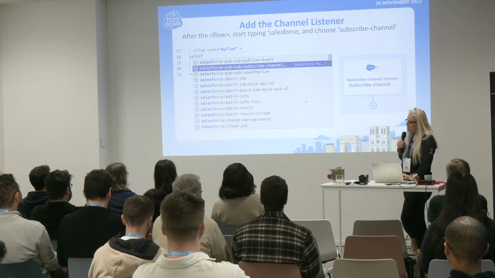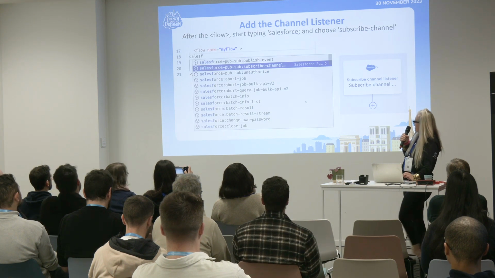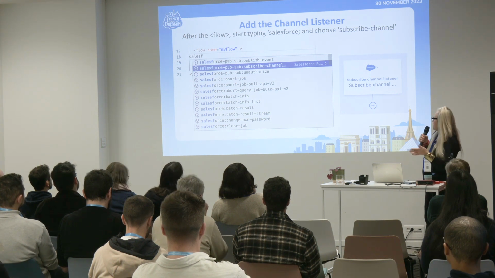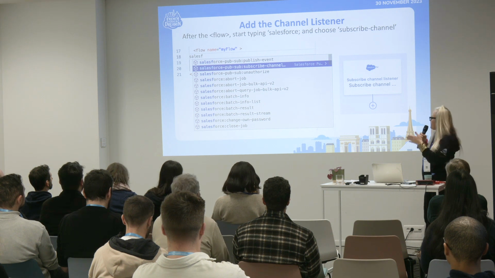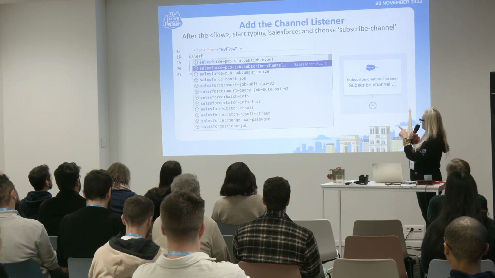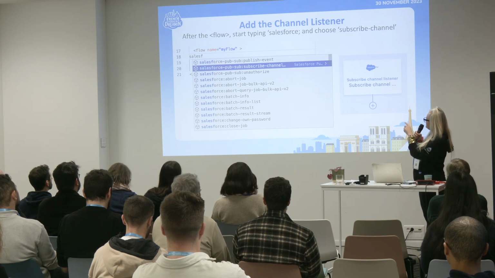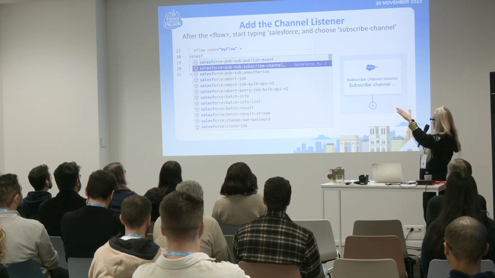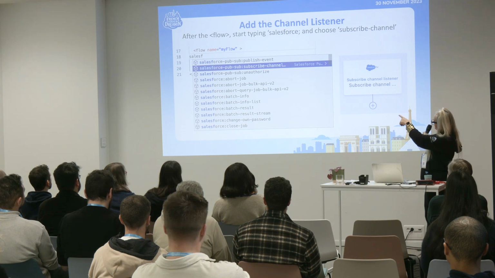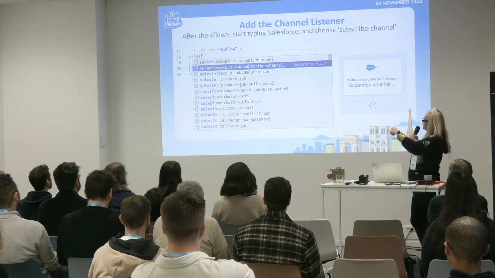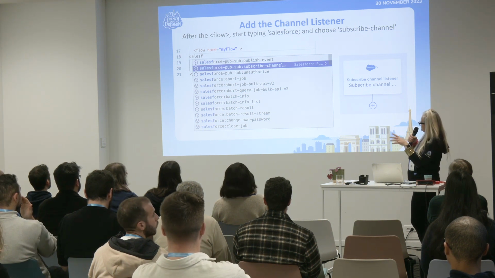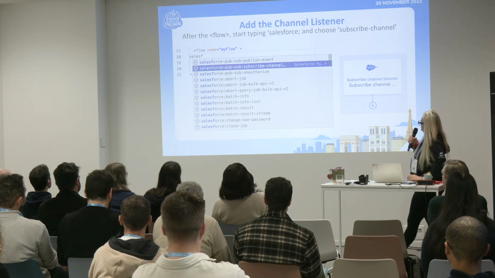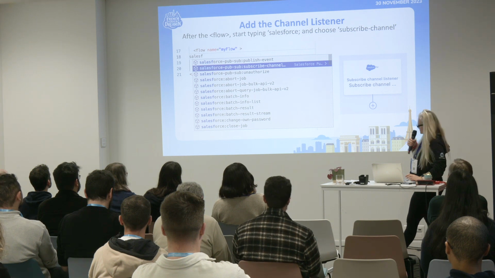And then the other thing that you have to do is add a channel listener. This is what you're going to use to actually subscribe to the event that Salesforce publishes. This is going to go inside your flow tag. So you'll do the config, and then down below is this flow tag that gets created. You start typing in Salesforce within there, and then you choose the Salesforce PubSub, and then subscribe channel listener.